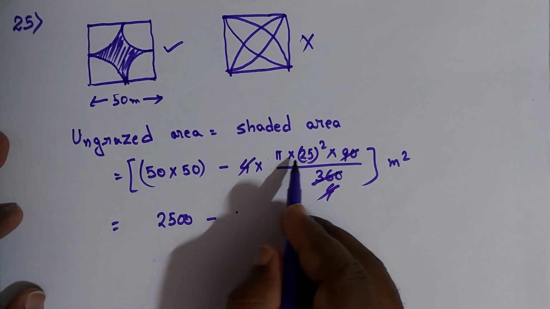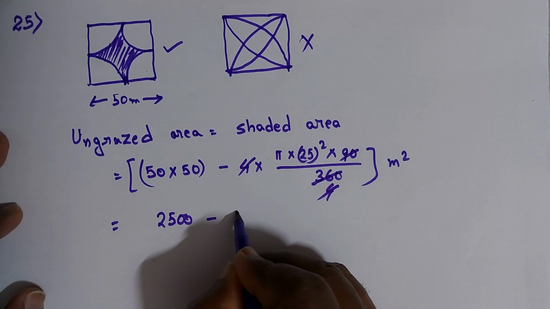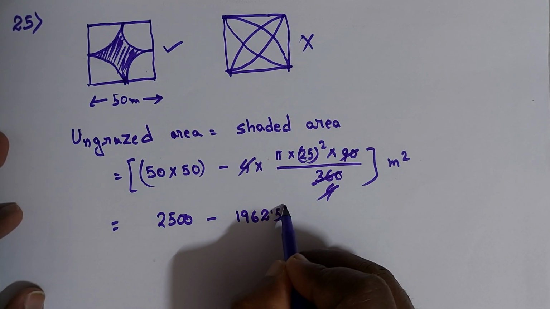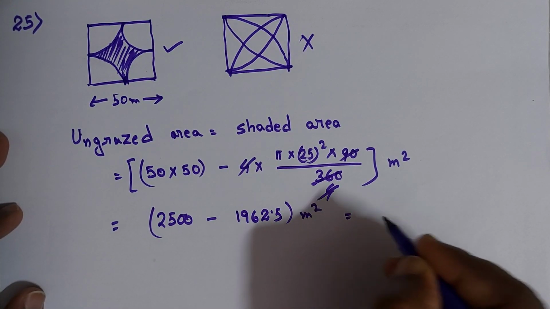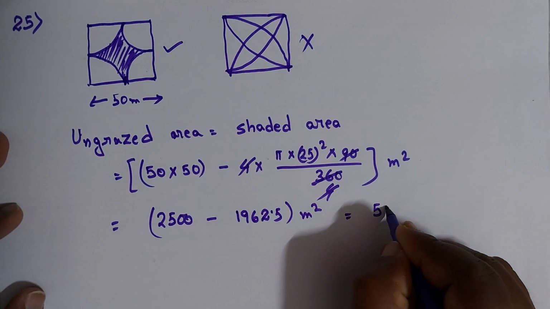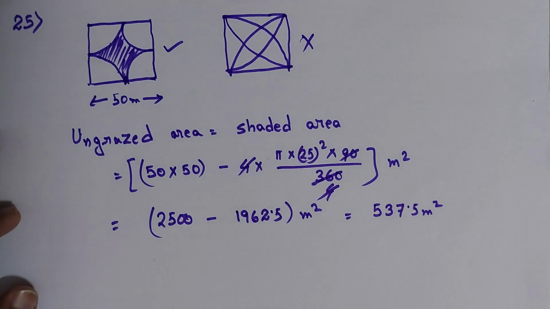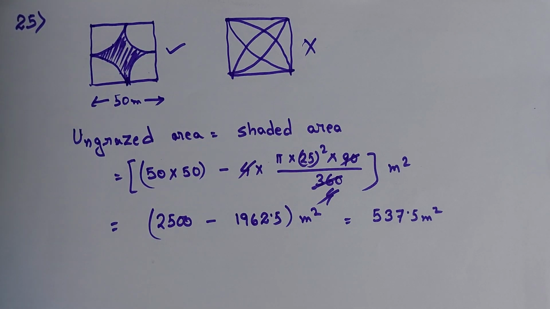So 625 into 3.14, if we calculate it, it will be 1962.5. I have calculated in rough, you should calculate it. So the result is 537.5 meters square. So this is our answer. I hope you have understood. This much portion area is being left ungrazed.